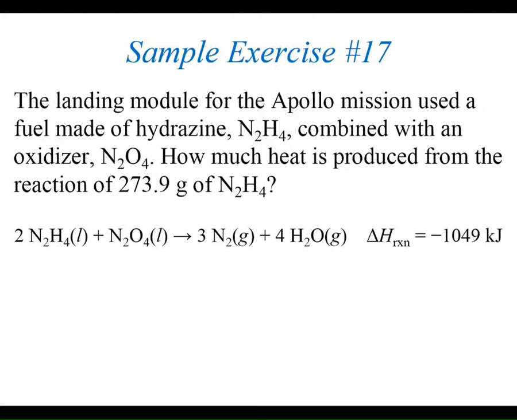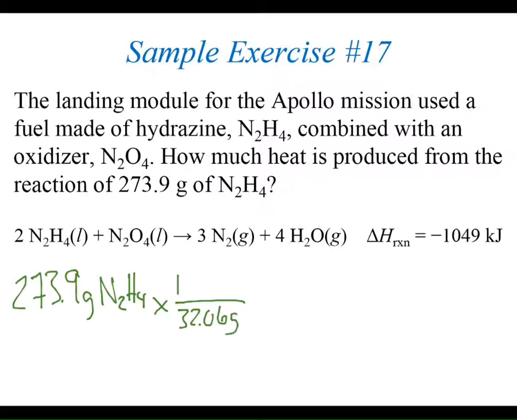So let's just try this. 273.9 grams of hydrazine. I'm going to turn that into heat. So what do I got to do first? Molar mass. So let's add up 2 nitrogens. Those are 14. So 2 times 14 is 28. Plus 4 is 32. 32.06. Okay?